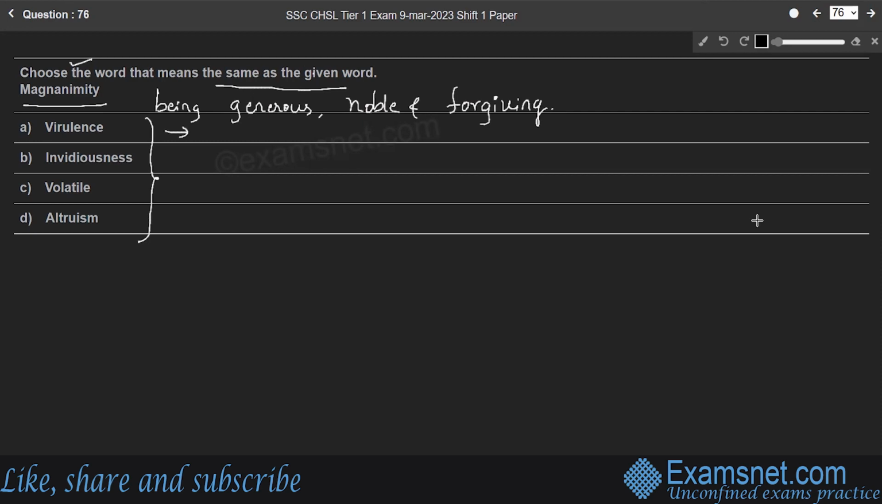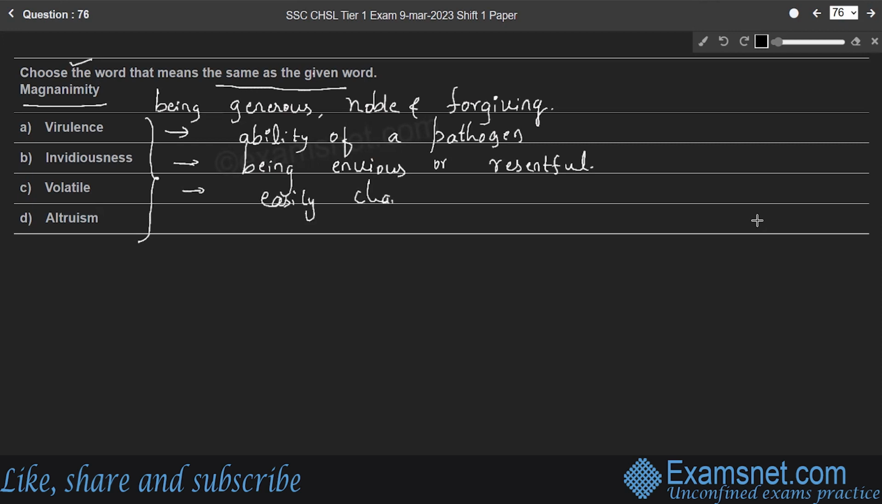Here the first one, virulence. So virulence refers to the ability of a pathogen to cause disease. Whereas invidiousness, what is invidiousness? It refers to the quality of being envious or resentful, right? Whereas volatile refers to something that is easily evaporated or changed. So that is easily changed or evaporated.